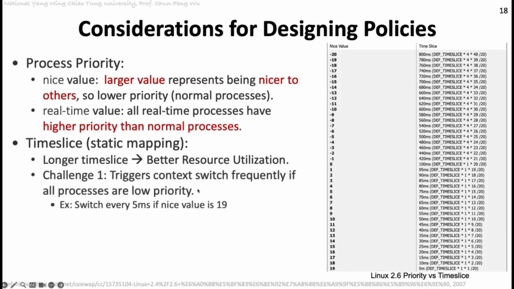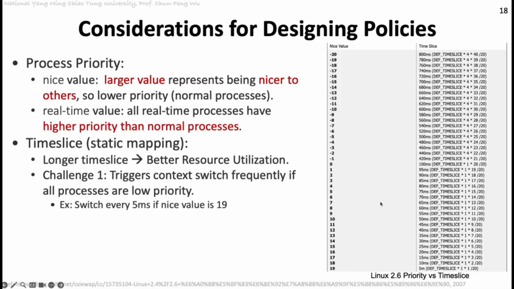So for this static mapping, there are two challenges. The first challenge is that it triggers context switches frequently if all processes are low priority, right? Because the nice values are usually given by the system administrator. For those with high priority, I would say larger than 0, normal processes usually will not get this nice value. Because those nice values larger than 0 are given to, for example, kernel processes or real-time processes. So in most cases, you will see your normal process will have a nice value lower than 0. Okay. So probably it's something between here. Usually most processes can get a nice value like 9 or 10, for example.